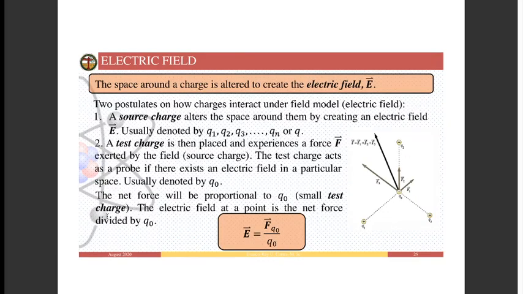So in electric forces, the space around a charge that is altered by your charge A is actually called the electric field. Okay, it's the same as the gravitational field of the Earth. Okay? So now there are actually two postulates that we have to insert before going deeper into the electric field. Now the first one is we have a source charge.